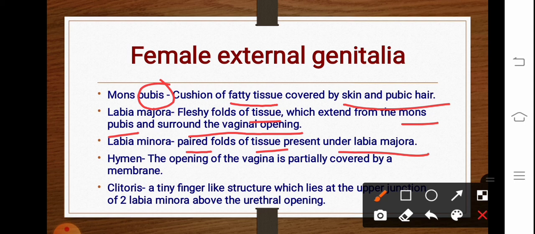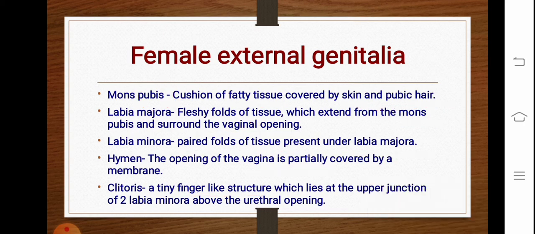So what is the hymen? The opening of the vagina is partially covered by a membrane which is called the hymen. And the last one is the clitoris. The clitoris is a finger-like structure which lies at the upper junction of the two labia minora, just above the urethral opening. Clear? So this is about the female external genitalia. I hope you understood what I'm trying to convey, right?